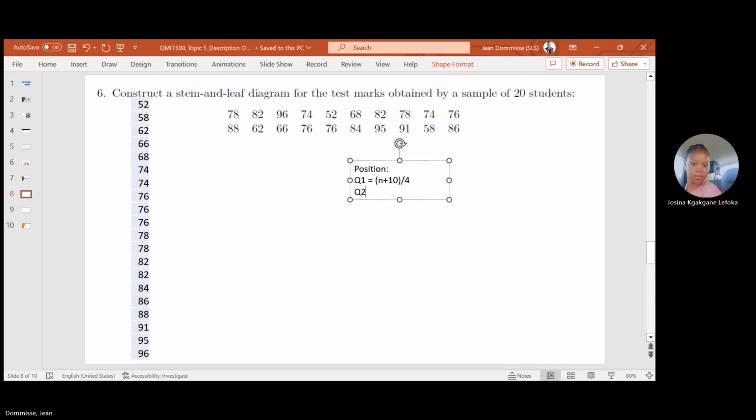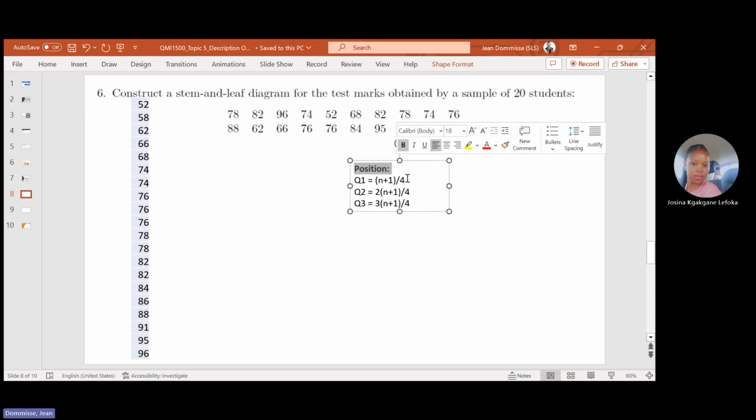Quartile 2 is equal to 2 times (n plus 1), and not n plus 10, divided by 4. And your quartile 3 is equal to 3 times (n plus 1) divided by 4. Okay, so this is the position. We're going to work out the position, and then we're going to get the value that sits with that.